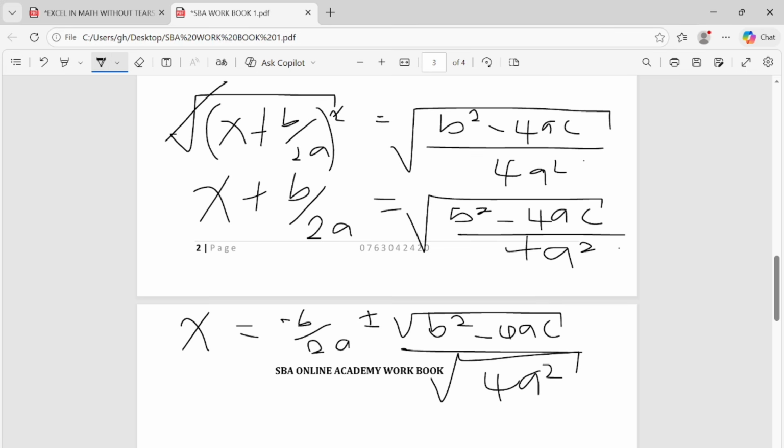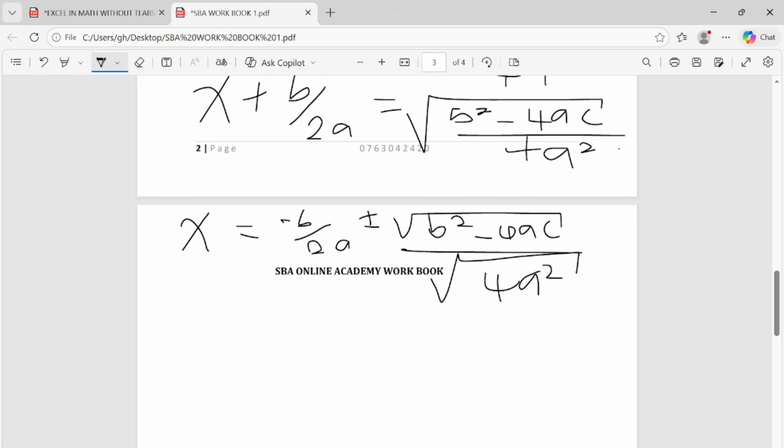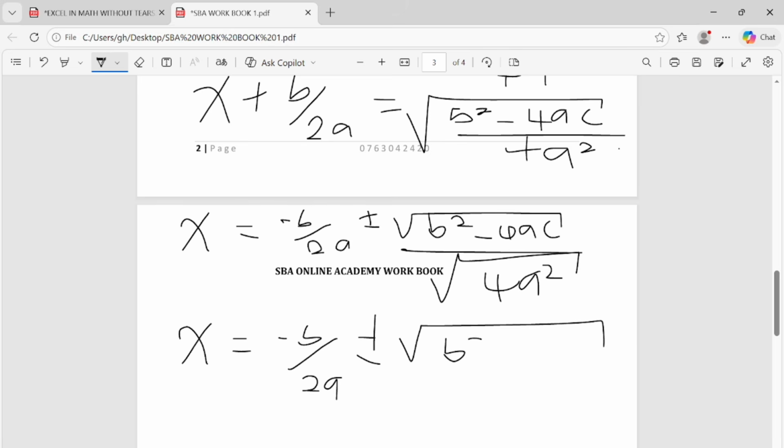So after getting the 4a squared, let us now simplify to come up with our Bulldozer method. Our Bulldozer method will now be x equaling negative b over 2a plus or minus the root of b squared minus 4ac, divided by the root of 4a squared, which will be 2a. The root of 4 gives 2, and the root of a squared cancels the square, and then you come up with this. Let us continue.